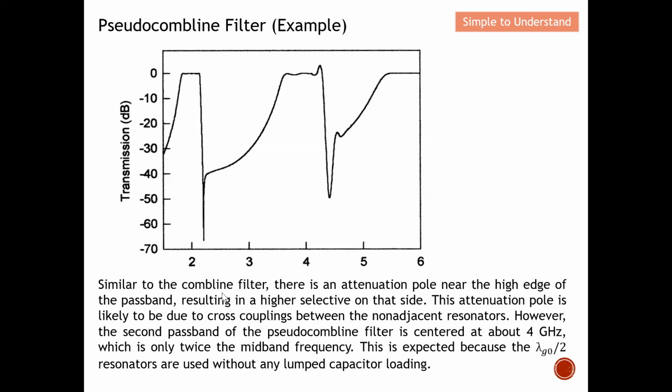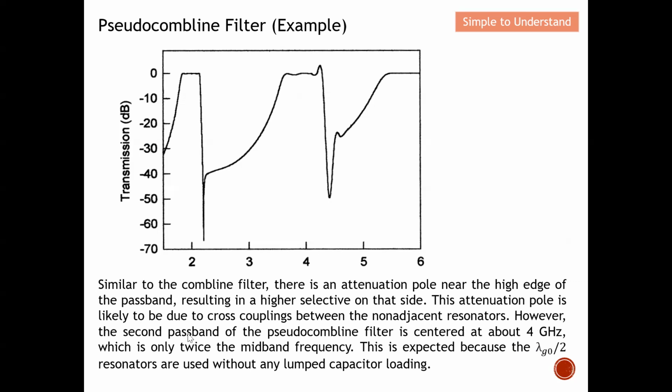In the part 35 series discussion, I also showed the frequency response. They also have this attenuation pole near the high edge of the passband here. This results in a higher selectivity on that side. This attenuation pole is likely due to cross-coupling between the non-adjacent resonators.